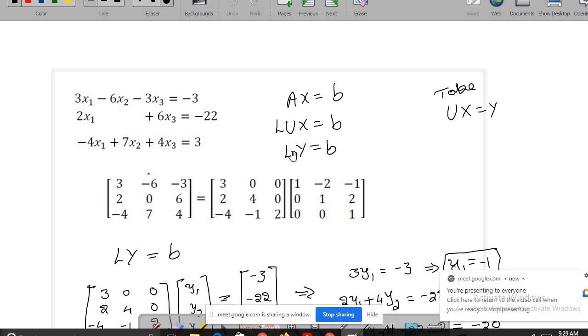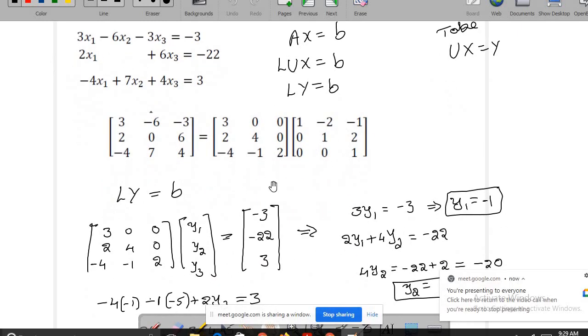We should remember one thing in this process. We are not making row changes. We are not interchanging rows here. If you want to get into a lower triangular form or an upper triangular form by interchanging rows, it doesn't work here.